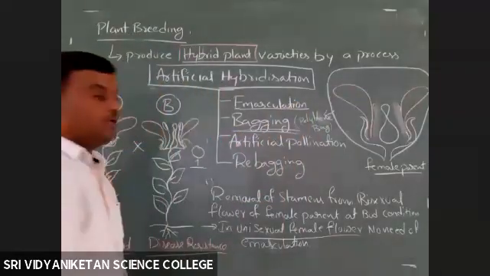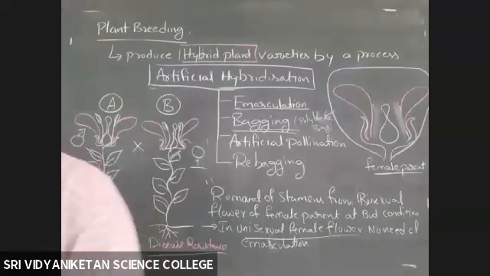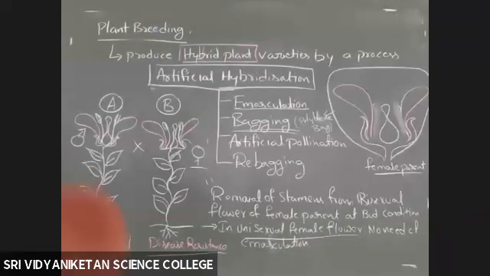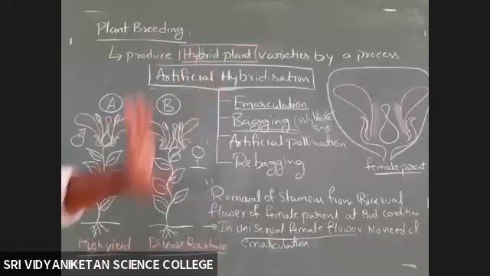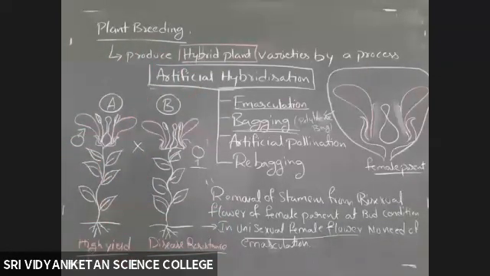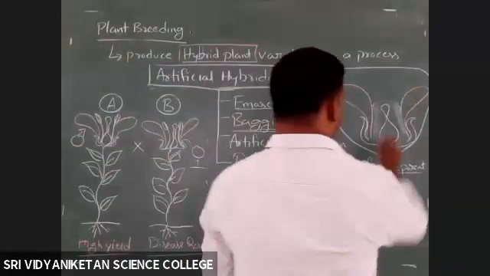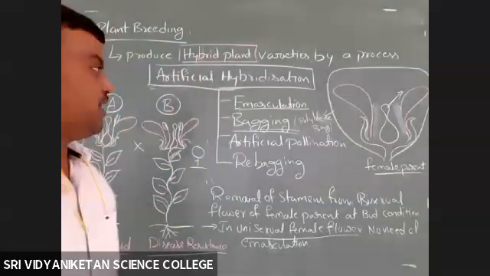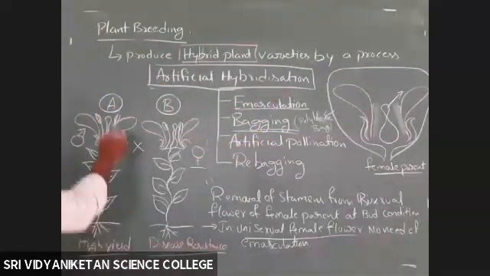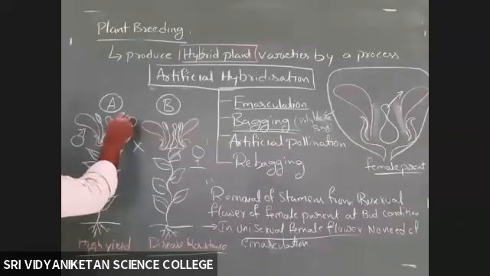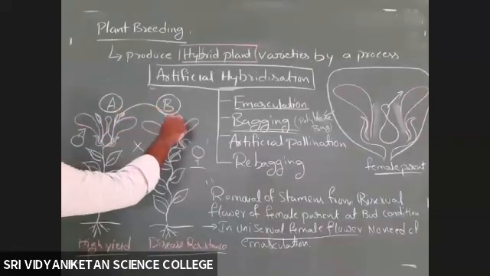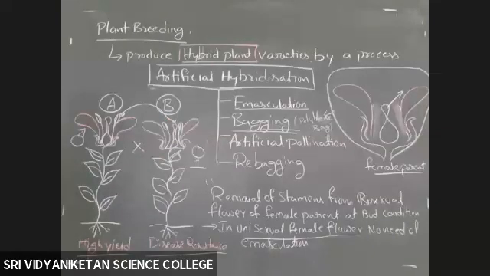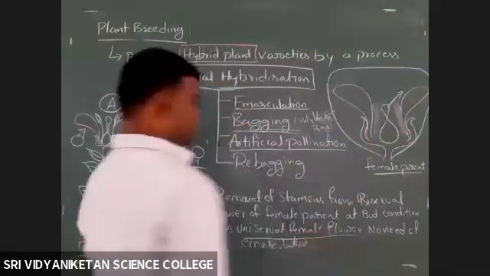What is bagging? The emasculated flower is covered with a polythene bag. Generally, it is made up of butter paper. It is called bagging. So after bagging, there is no chance to receive other flower pollen grains. And whenever the stigma is matured, that means whenever the stigma becomes receptive, immediately by removing that bag, we can collect the pollen grains from plant A and transfer these pollen grains to the stigma of plant B. This is called artificial pollination.